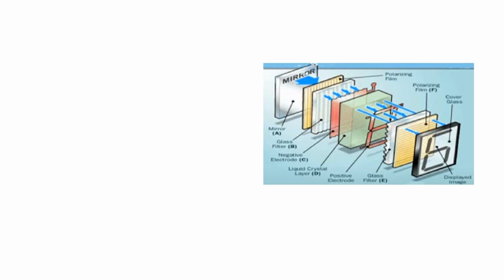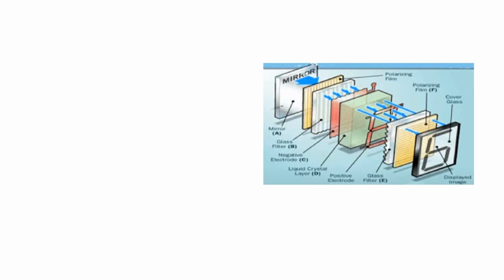And there is a reflecting mirror. You can see, this is your mirror, which will reflect the light. And there is an electrode plane, which is basically used to allow the current to flow in a selected area. The entire arrangement is placed in a package.